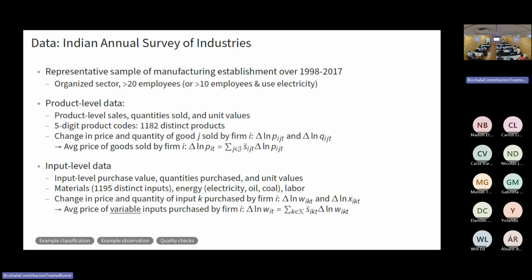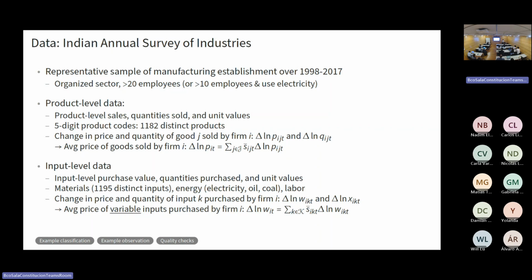The data that we're going to use is going to be the ASI, for those of you who have worked with Indian data in the past. It is a representative sample of manufacturing establishments in India, and we're going to use data from 98 to 2017. Crucially, for this discussion, these are manufacturing establishments. This is what we have data for. And we have manufacturing establishments in the organized sector, which means formal firms, that either have more than 20 employees or have more than 10 employees but use electricity as an input. That is what the data is going to capture.